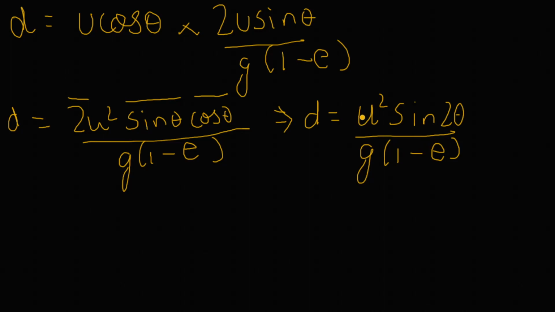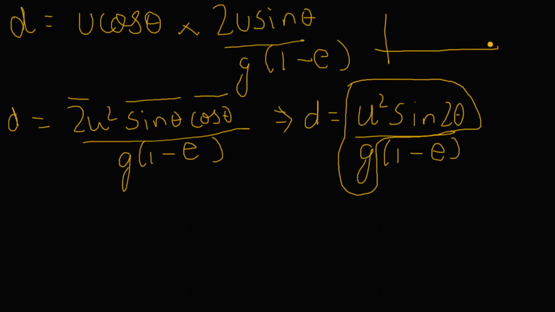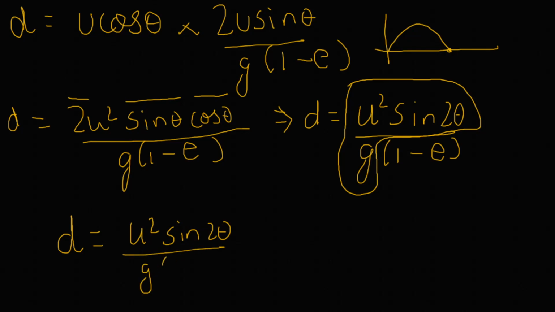So some keen observers might notice that this part of the formula is the range of a projectile, but only the range of a projectile which comes to rest after one collision. It doesn't bounce. So that is a keen observation. Finally we can say that its displacement is given by u square sine 2 theta by g into 1 minus e. This is a pretty universal formula. Even if the projectile doesn't bounce, this can technically be applied.